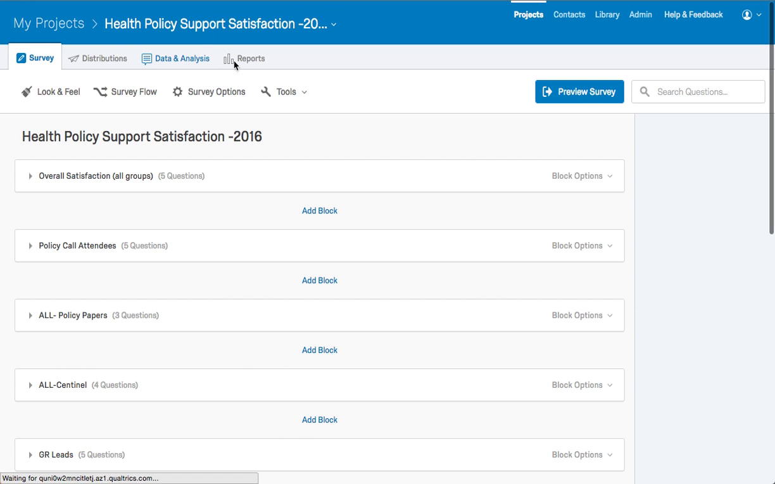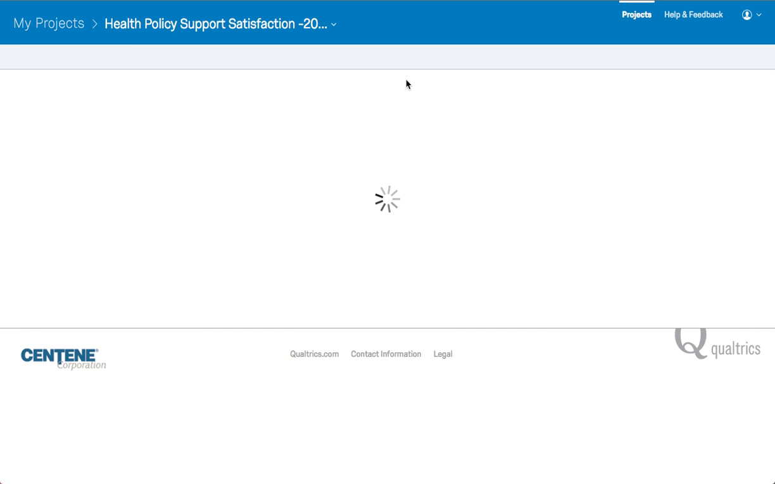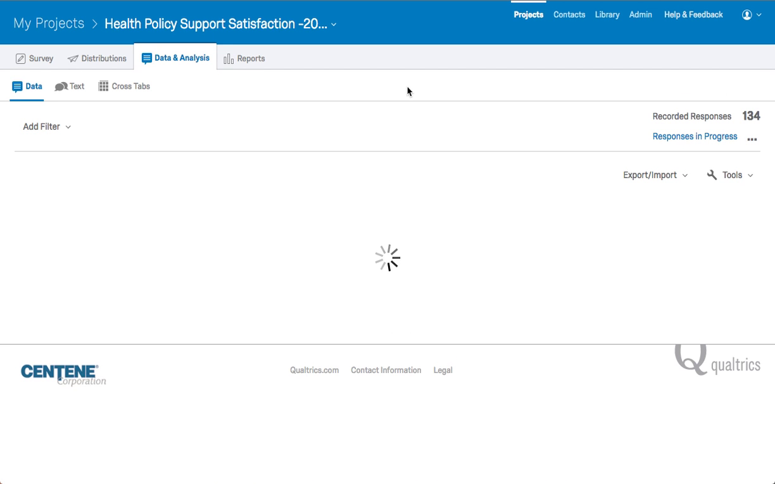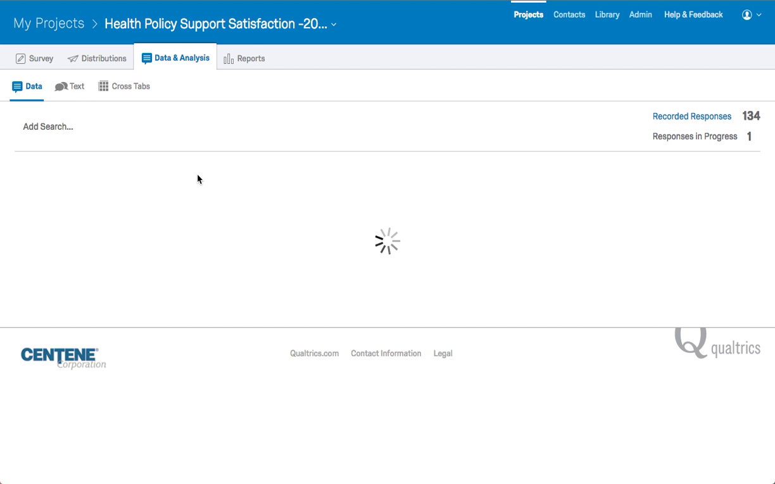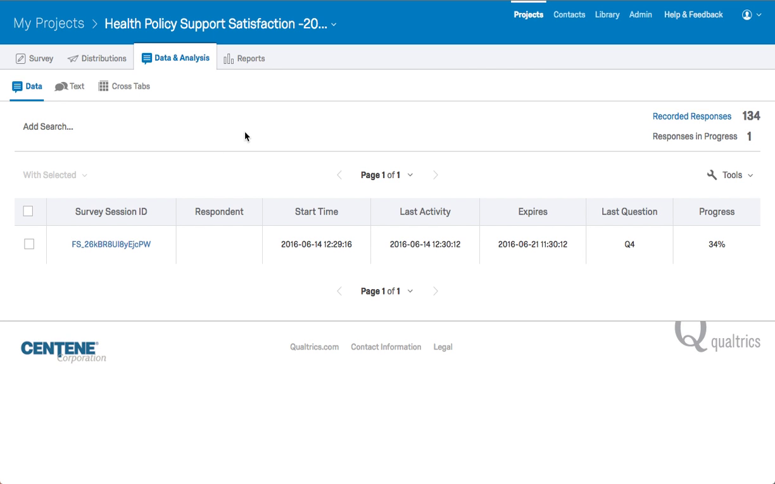So next, going into your data and analysis. This basically means that now in your recorded responses, you're going to have a mixture of both finished and incomplete responses or partial responses. There's also currently one response still in progress. So this could be someone who basically started the survey before the week and has clicked back in at some stage. So now they have another week. So this is going to expire today, actually, a little later on today. So that will then be moved to your recorded responses.